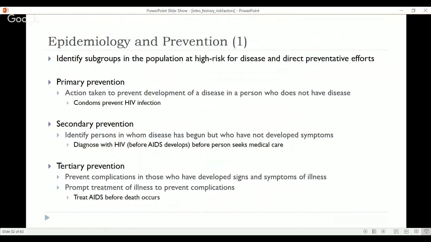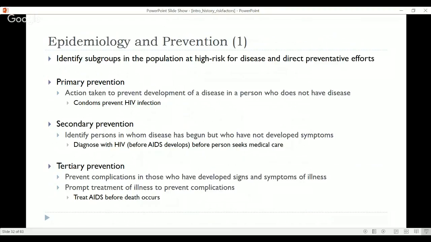So in terms of prevention, again, a goal is to identify subgroups in the population at high risk for disease and direct preventative efforts. And there's a couple ways this happens. There's primary prevention, and this is taking actions to prevent development of disease in a person who does not yet have disease. So for instance, condoms prevent HIV infection, so distributing condoms would be a primary preventative measure, right? You're preventing disease in people who do not yet have disease.